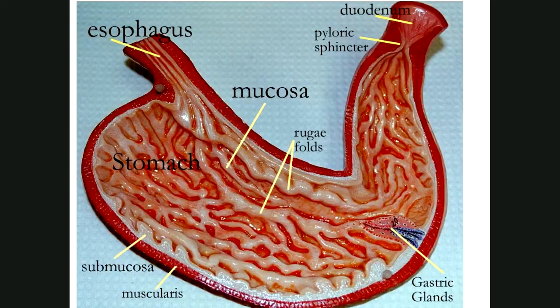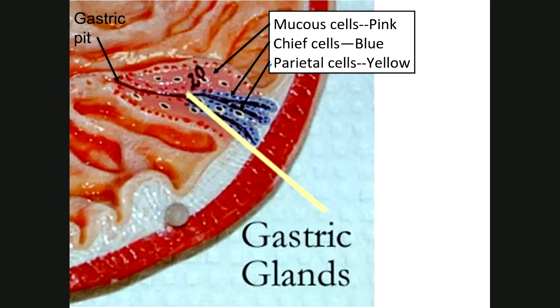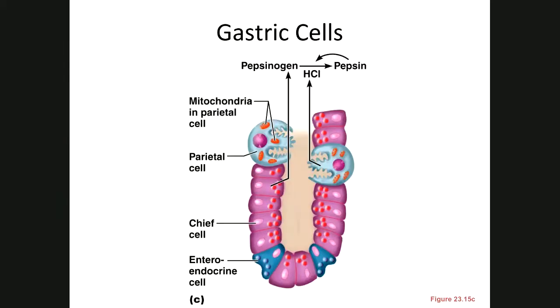So if we look at it on the model, it looks like this. What they did was they colored each cell a different color. Right there is the opening to the pit. So there's our pit right there. And then here's the gland right here. And the gland has these mucus cells, which are pink, these chief cells, which are blue, and these parietal cells, which are yellow. And it looks something like that.